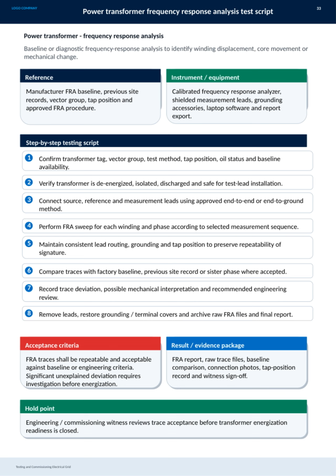The acceptance criteria require that FRA traces be repeatable and align with baseline or engineering standards. Any significant unexplained deviations must be investigated before energization. The resulting package includes the FRA report, raw trace files, baseline comparisons, connection photos, tap position records, and witness sign-offs. Before closing, there is a hold point where engineering and commissioning witnesses review trace acceptance to ensure the transformer is ready for energization. This thorough process is essential for maintaining transformer reliability and safety.